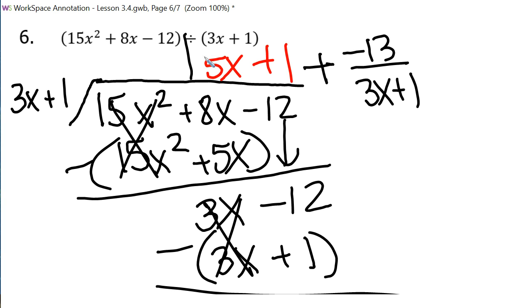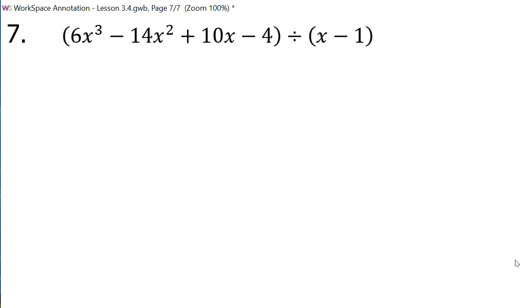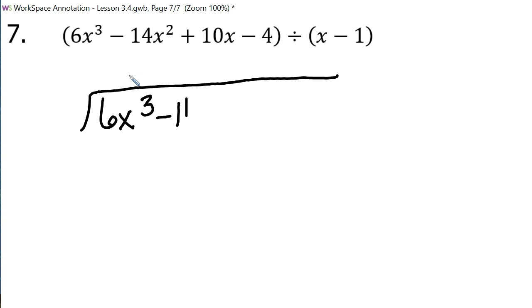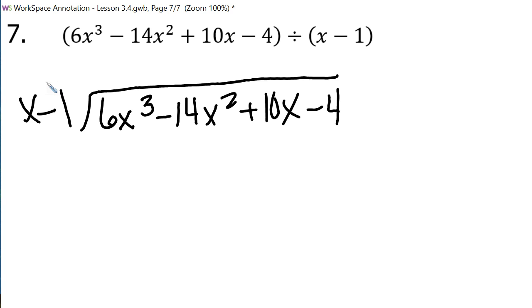Okay, the last one, number 7. They just added an extra term in there. So we're going to do it the exact same way. We'll just have to do it one extra time. So we have 6x cubed minus 14x squared plus 10x minus 4, x minus 1 out front. This would just be called a polynomial. If that's more than 3 terms, it's called a polynomial.